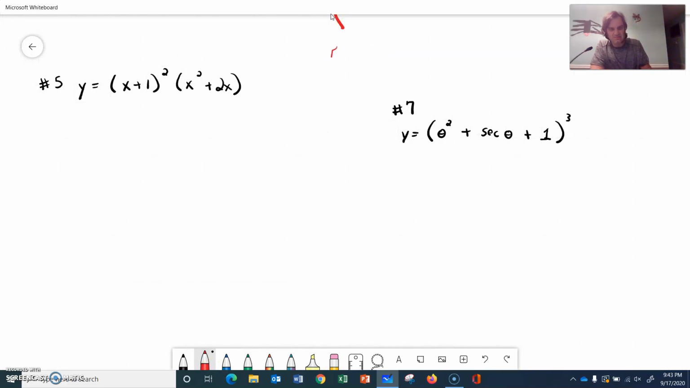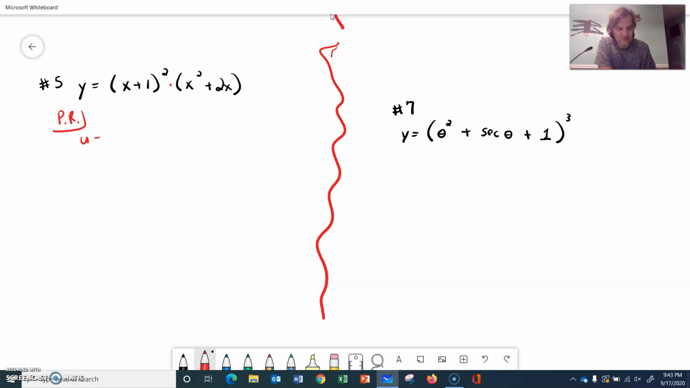The next odd problem, what was that? Is number 5. It's y equals the quantity of x plus 1 squared times the quantity of x squared plus 2x. You have the option of multiplying all this out if it helps, but I'm going to use the product rule instead. So I'm going to use the product rule. And in the product rule, I'm going to let u be the x plus 1 squared and the v be the x squared plus 2x.